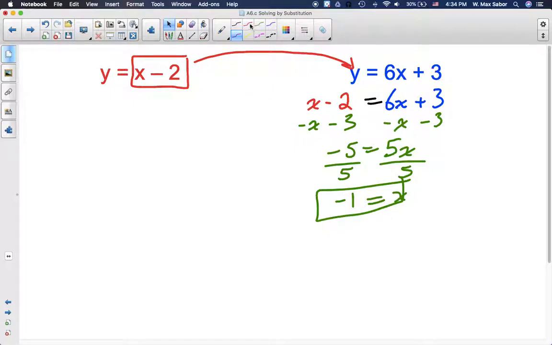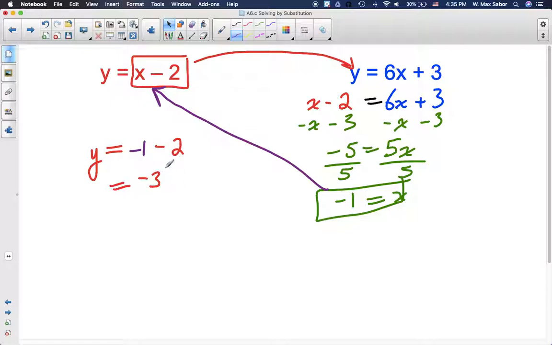Now step 5 says we can substitute that into any of the two variable equations. I'm going to substitute it back into this two variable equation. It's x, so I can put in negative 1 where x was and find out what y is. So y equals negative 1 minus 2, which is negative 3. And now we've completed step 6, and step 7 is negative 3. So our entire answer is negative 1 is x, and negative 3 is y.